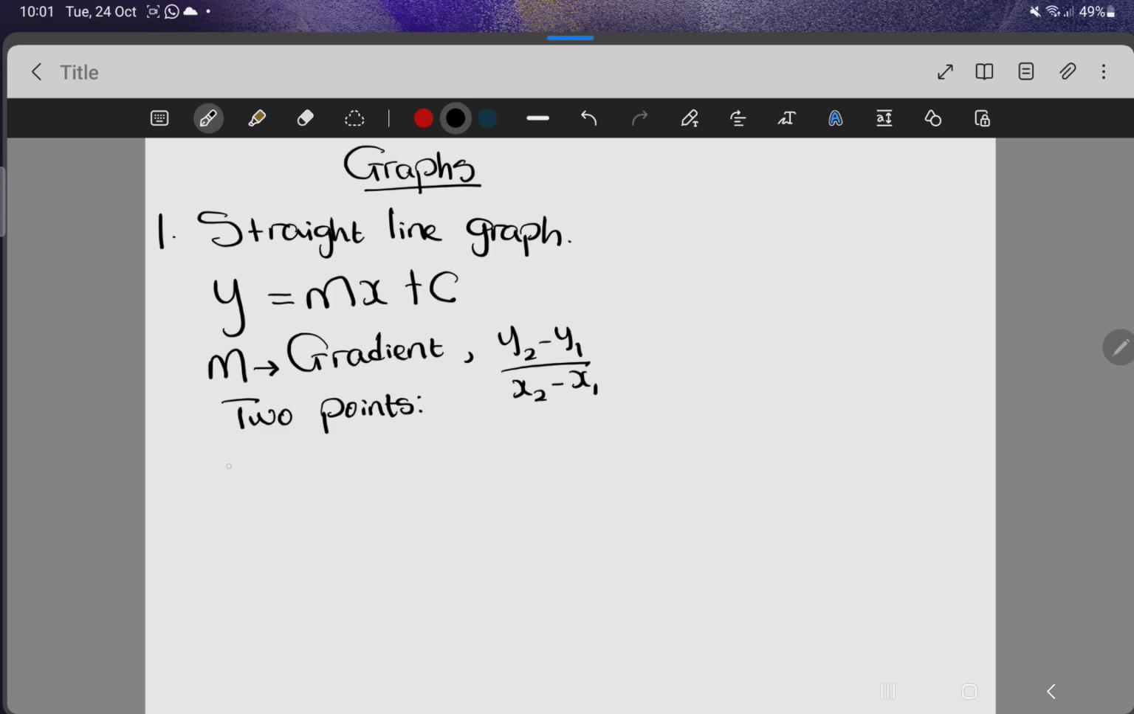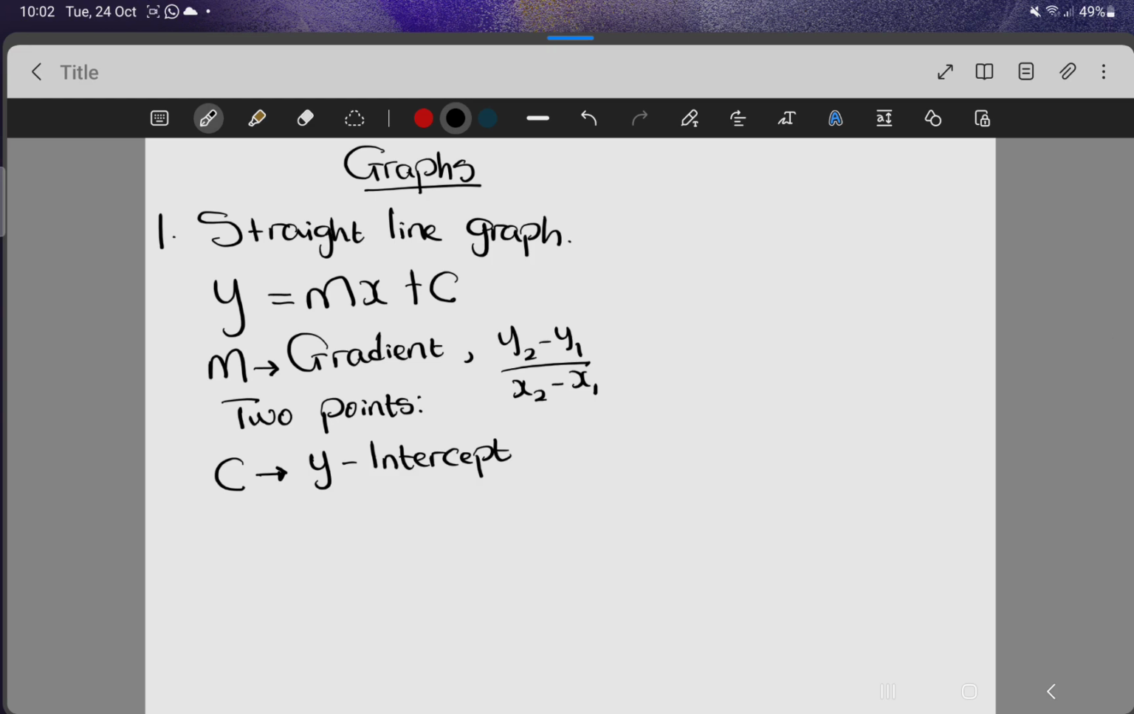Then we have what we call c. C we call the y-intercept, that is where the graph is cutting. Then obviously x is just there.